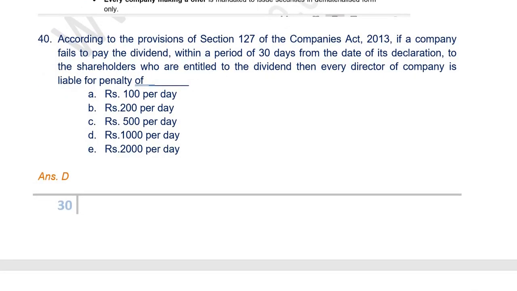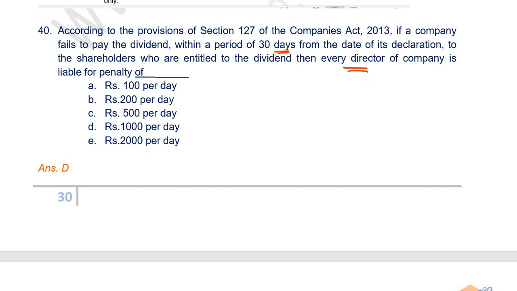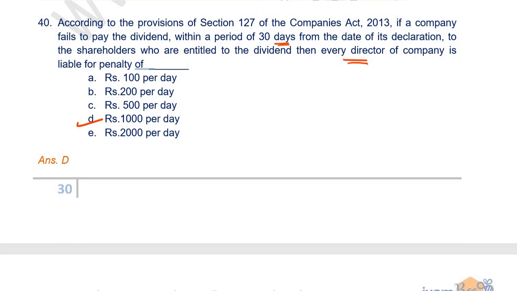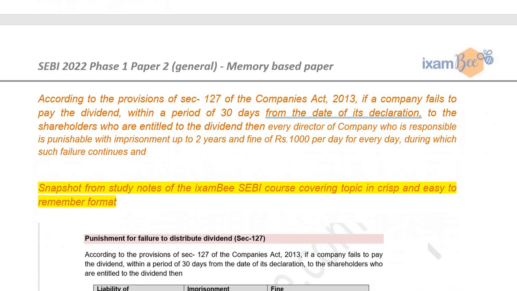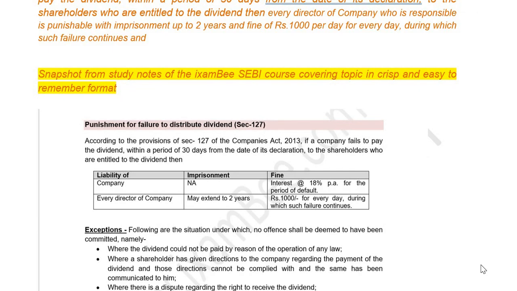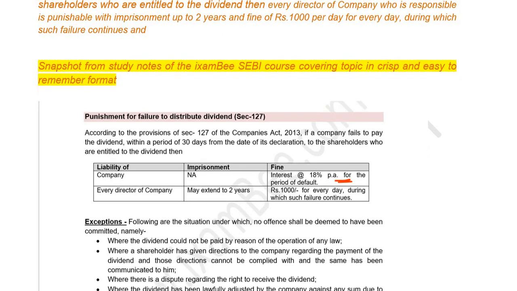Then in case the dividend is unpaid, then what is the penalty for the defaulting directors? The answer is 1000 per day, and for the company it is that you have to pay interest at 18% per annum. Again, in the notes it was very clearly mentioned.